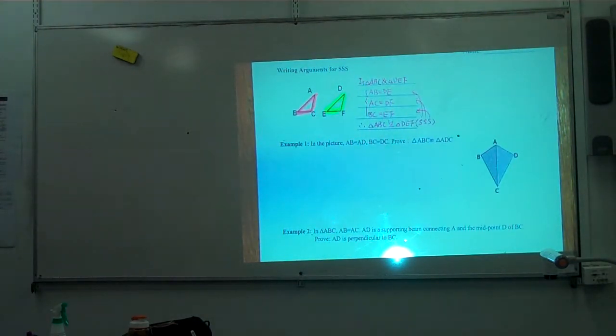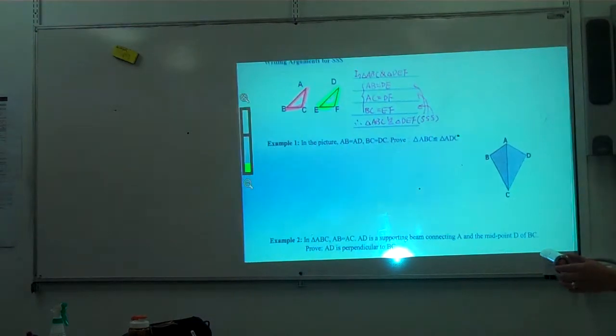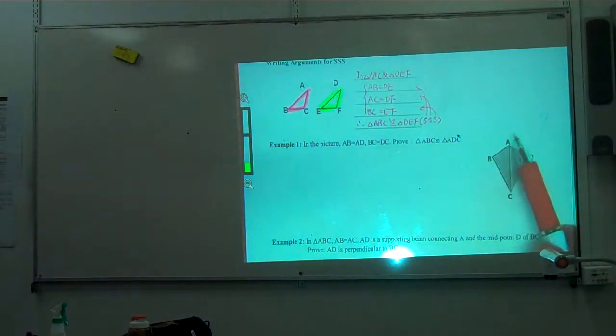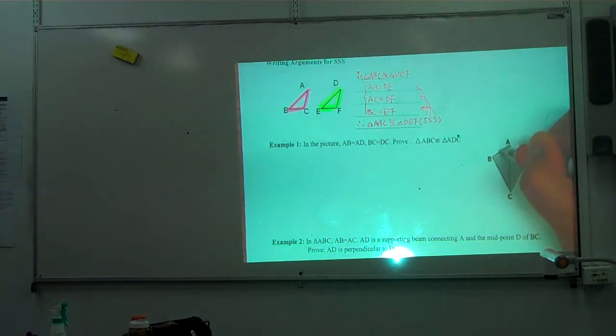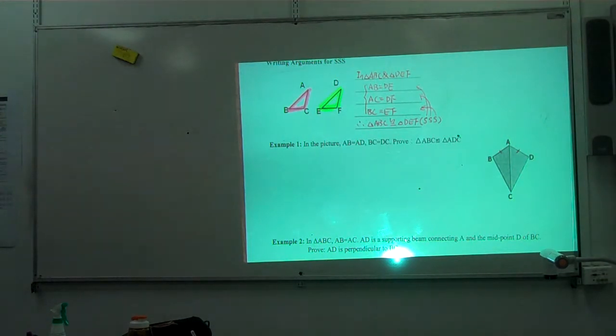So in this picture, AB equals AD. Now I recommend when we read questions, you highlight or you do some marking on the graph. Okay, so let's do that together. AB equals AD. So I use this one line to represent the first information. Okay, this is my first piece of information. AB equals AD. Okay. Next one. BC equals DC.